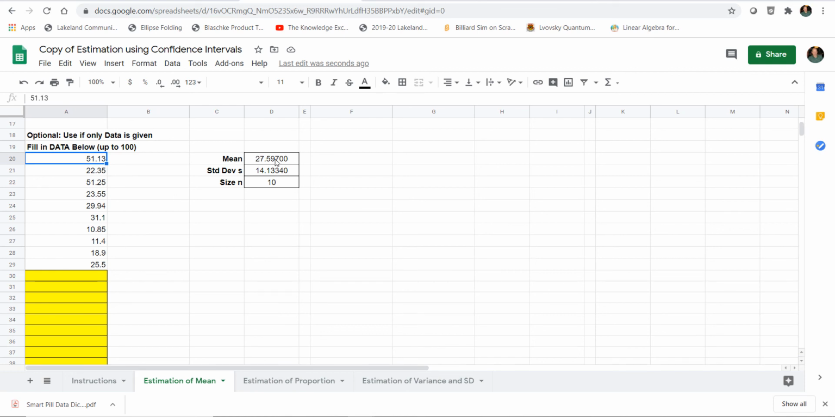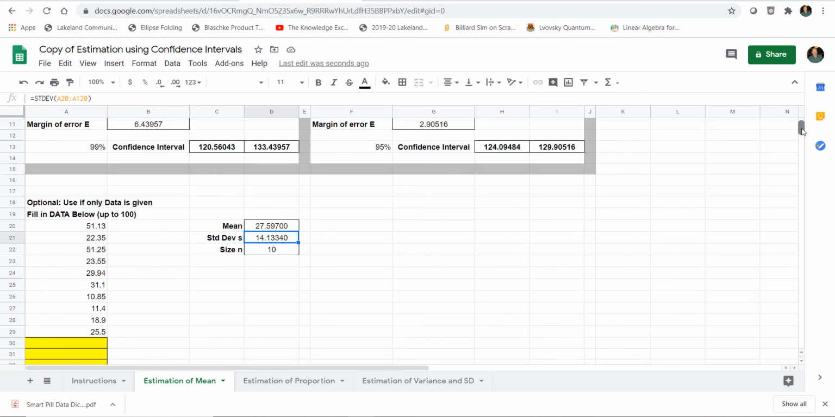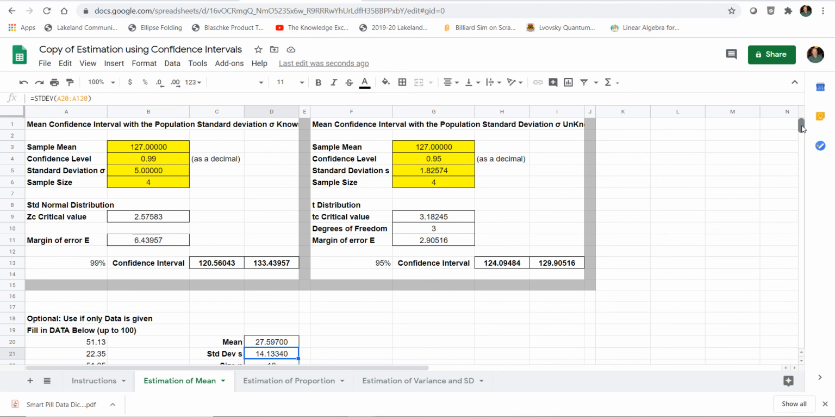The mean is 27 hours, but the standard deviation is 14 hours. There's my 10. And now if I want to, I can construct a confidence interval for this. So let's do this. We don't know the population standard deviation, that's for sure. We do know my sample mean. It's 27.597. I can read that below.